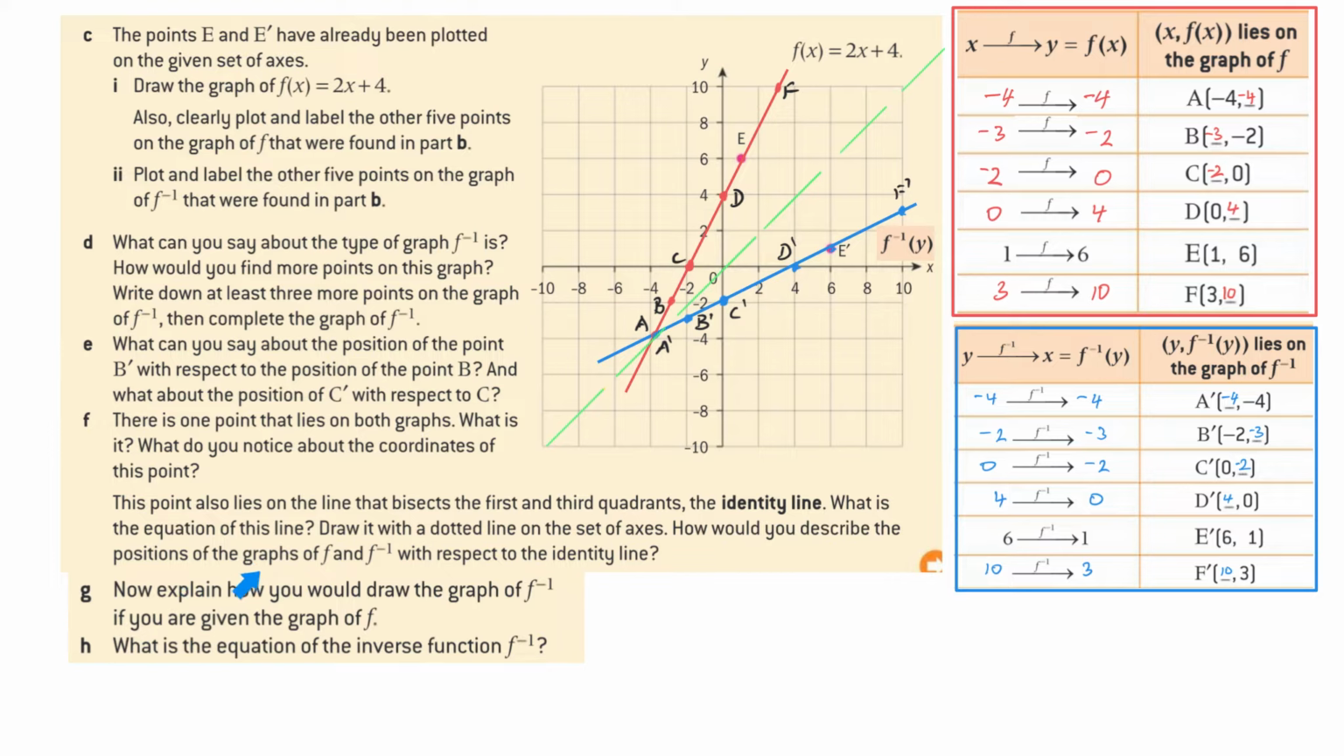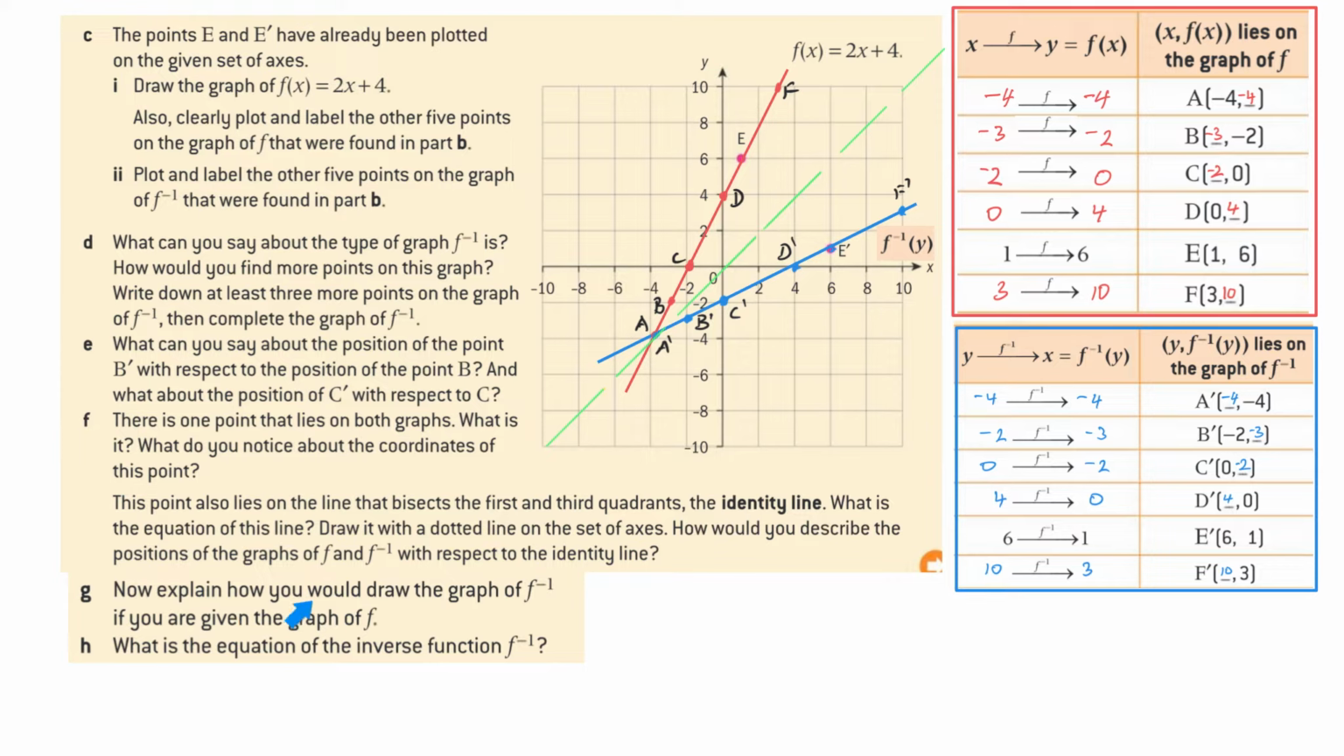Draw it with a dotted line. How would you describe the positions of the graphs, the function and the inverse function, with respect to the identity line? Well, these points are now equidistant from that line. They're equidistant, aren't they? So the f to that line and that line to the f are equidistant. And also we talked about joining lines up between these two. If you join up between D and D dash, it's going to cut this green line perpendicularly at 90 degrees. That'll do exactly the same.